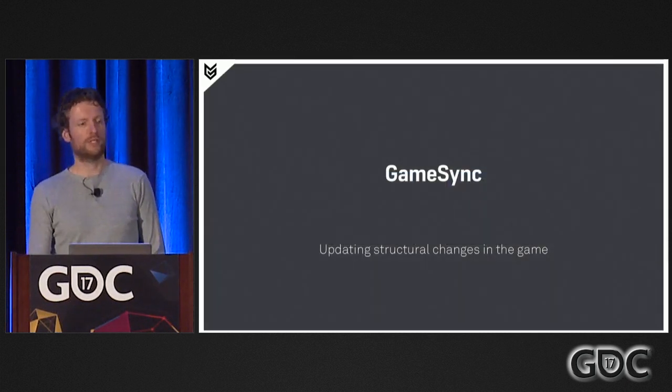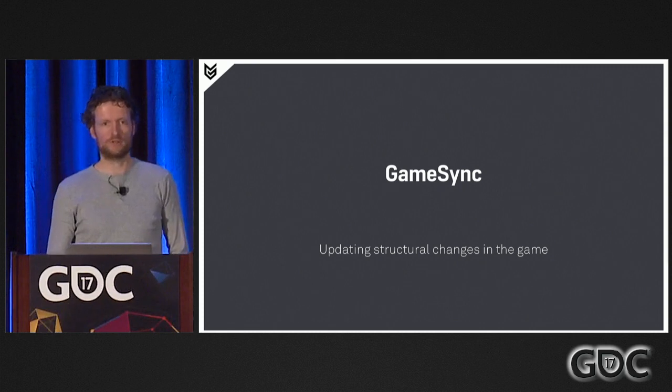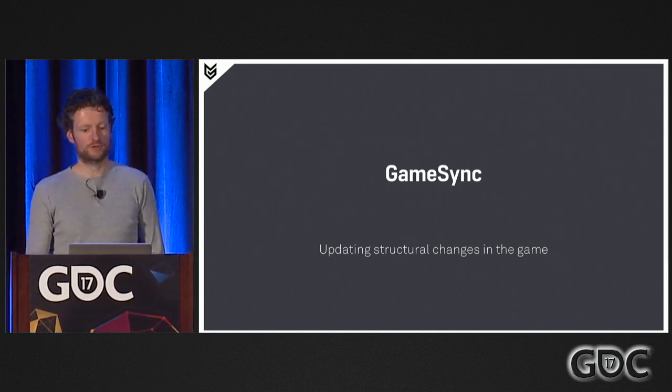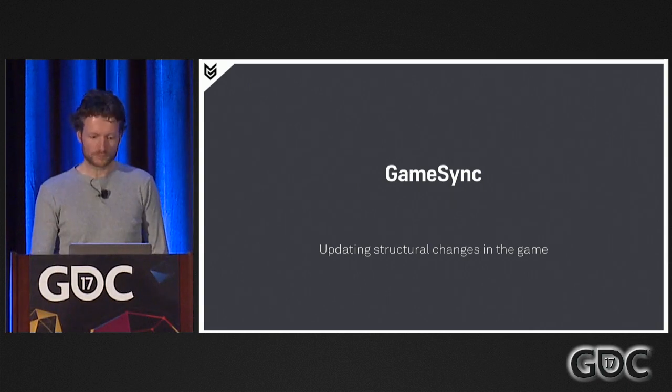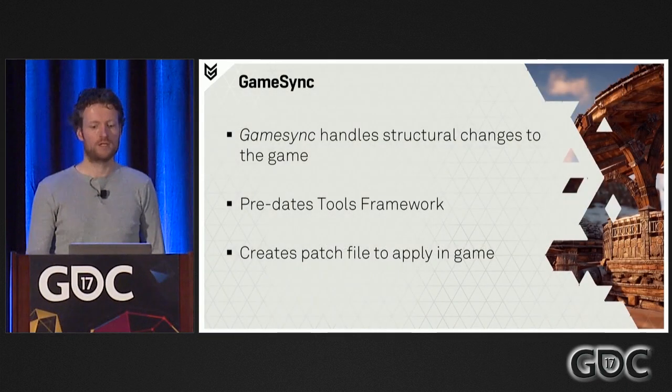So there's one part in updating a running game that we have not looked at at all. And that is structural changes to the node tree itself, adding and removing objects. This is done via a separate system that we call GameSync. GameSync is a continuation of a system that we had in place before we started working on the 3D editor and was written for hot loading particles into a running game.